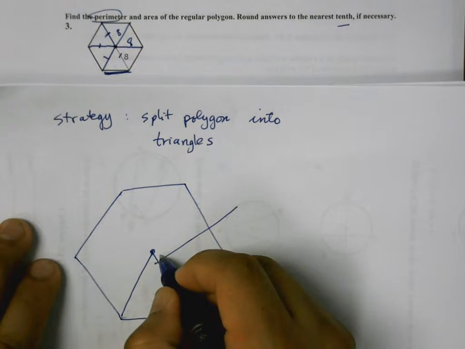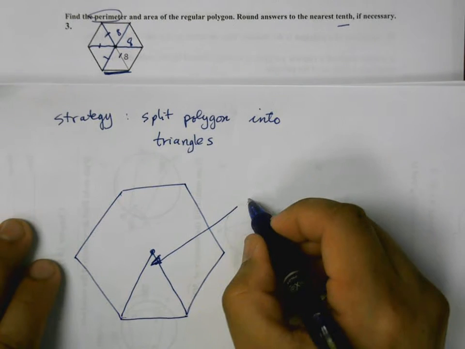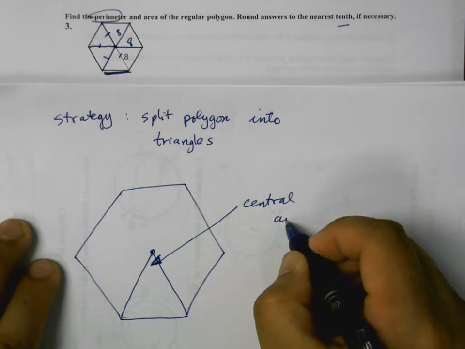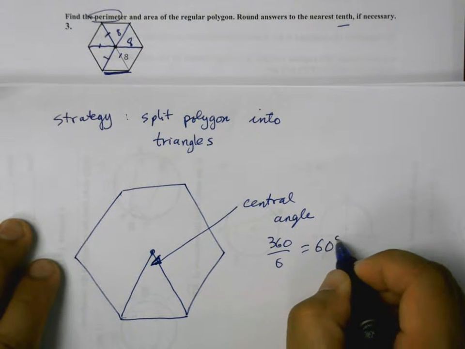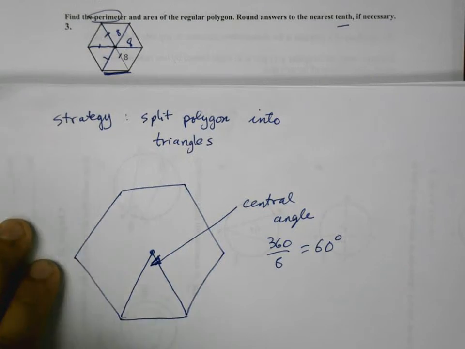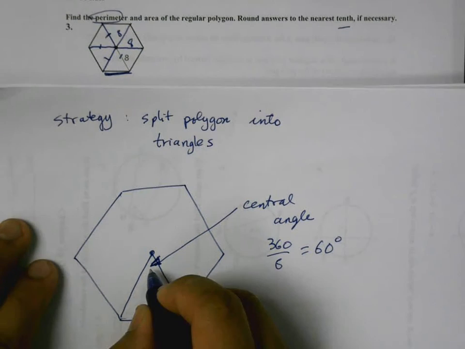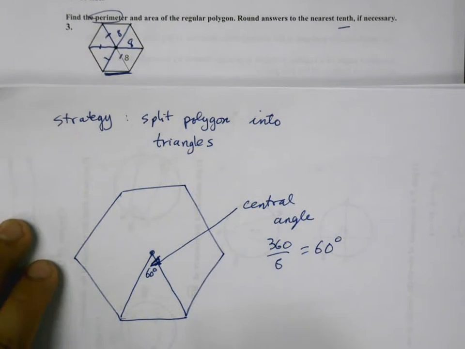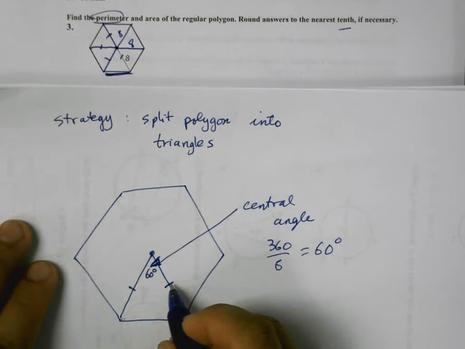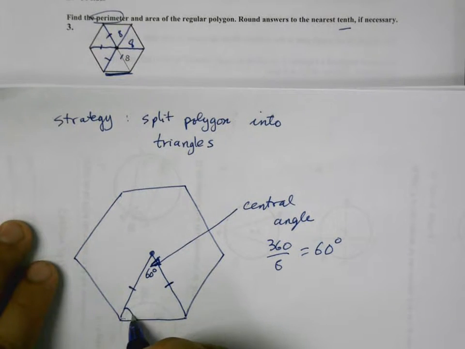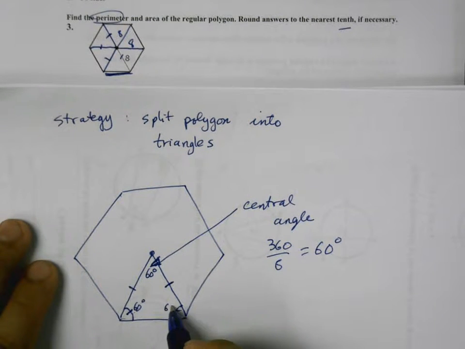Now, let's think about this for a minute. The central angle is going to be 360 divided by 6, or 60 degrees. So this is 60 degrees. Now, these 2 lengths here happen to be congruent because they're radii. So that means these 2 angles down here have to also be congruent. And for this special case, for these 2 to be congruent, they both have to be 60 degrees as well.